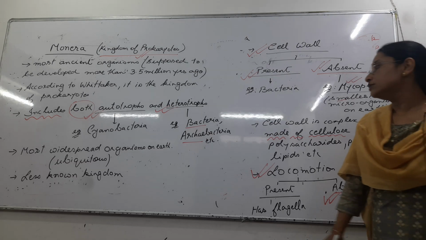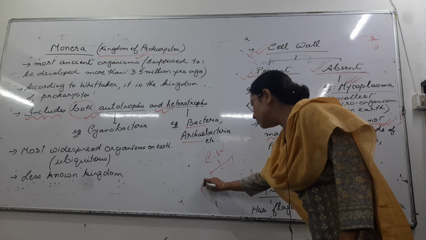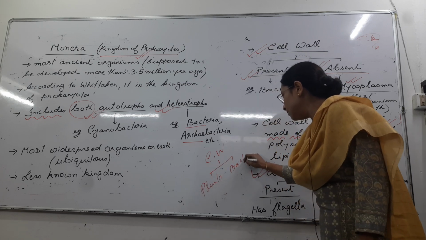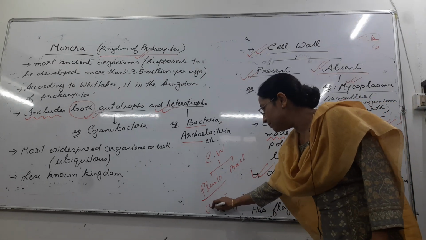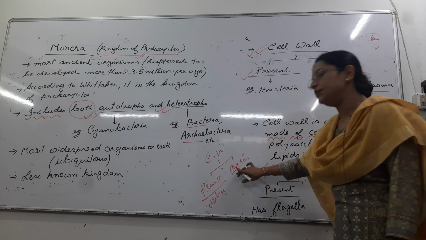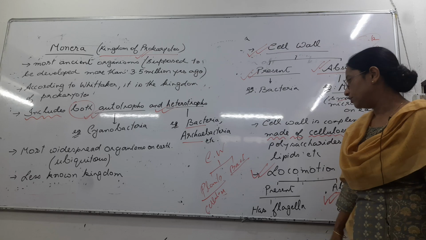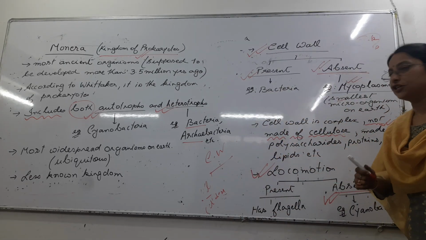Is the point clear? So, when we talk about cell wall, who can have it? Plants can have it, and bacteria can have it, right? Plants' cell wall is made up of cellulose. In bacteria it is a substance called peptidoglycan, not cellulose, right? Okay. Next, come to this point, locomotion.